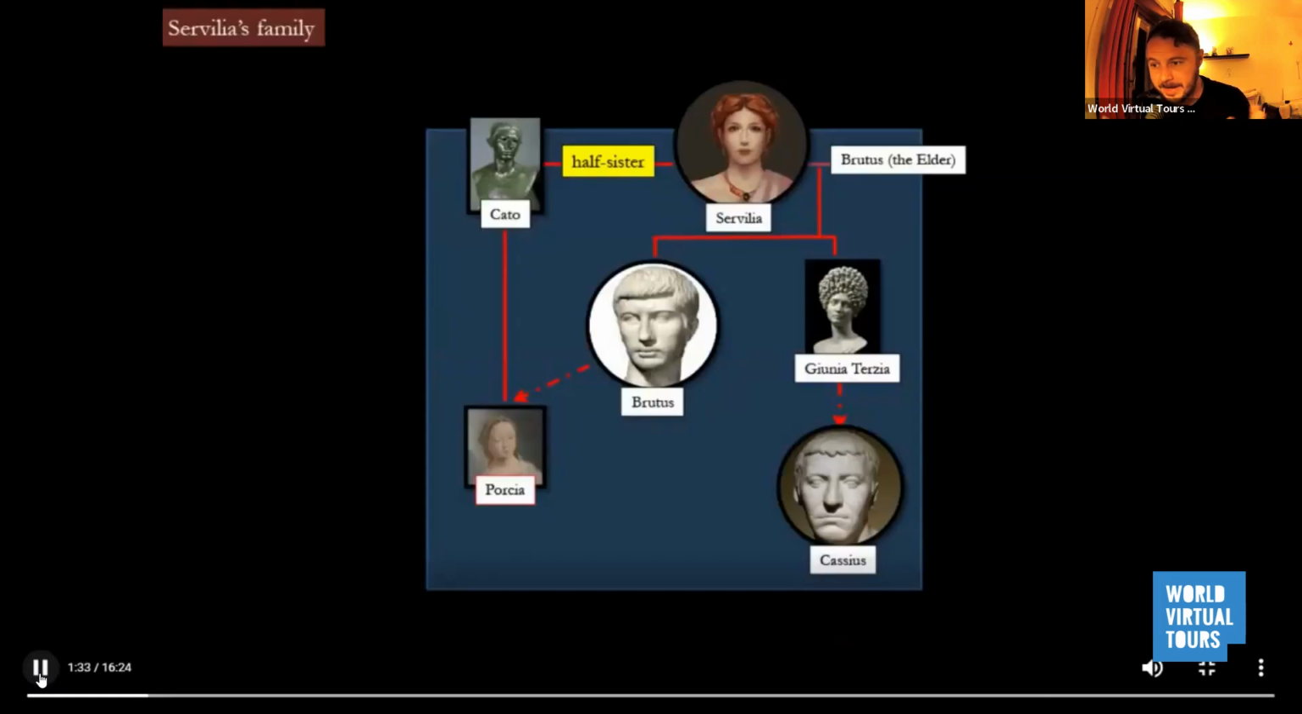So don't worry. Okay, now it's time to introduce the protagonists of the story. Here you see Brutus in the middle, and down to the right you see Cassius. They were, in practice, stepbrothers, okay? Cassius married Brutus' sister, but the most important person is Servilia, this beautiful woman that you see up at the top.